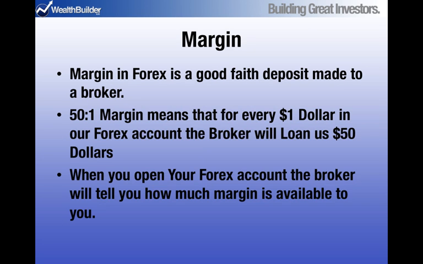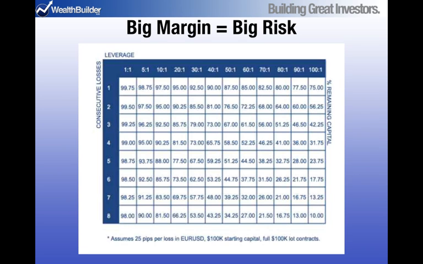So margin in Forex is a good faith deposit made to a broker. When you open your Forex account, the broker will tell you how much margin is available to you. 50-to-1 margin, for example, means that for every dollar in our Forex account, the broker will loan us $50. Big margin equals big risk.